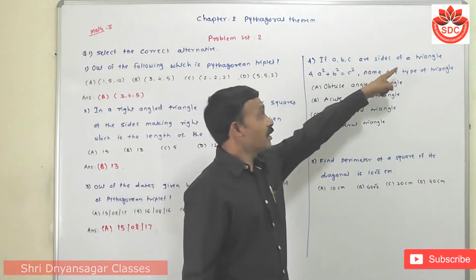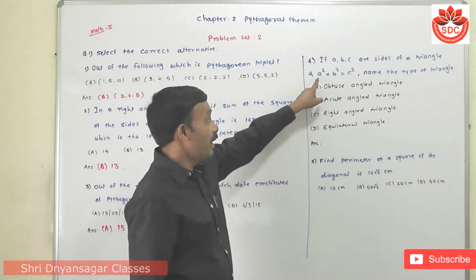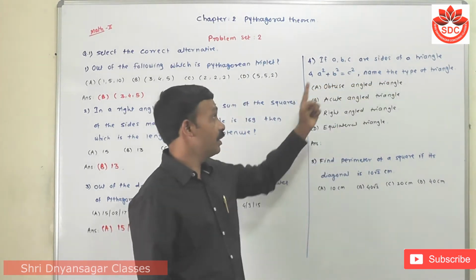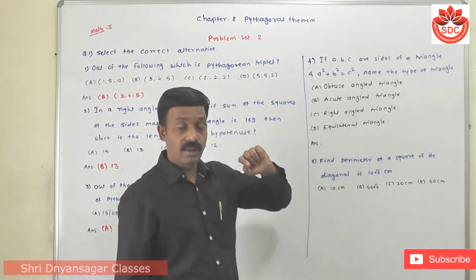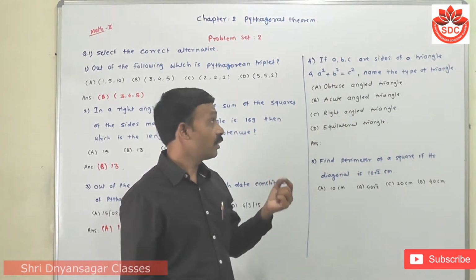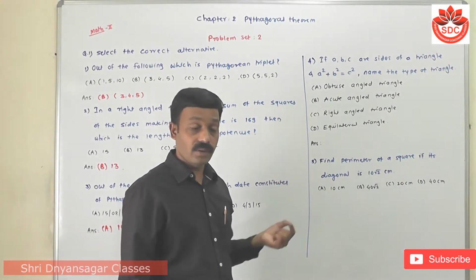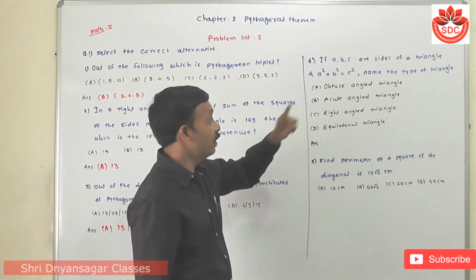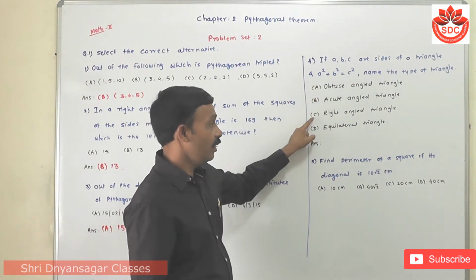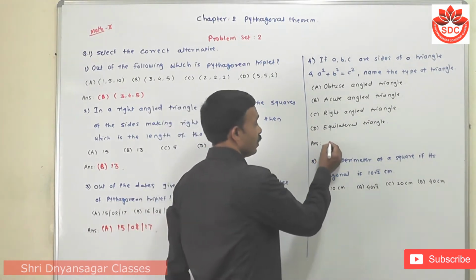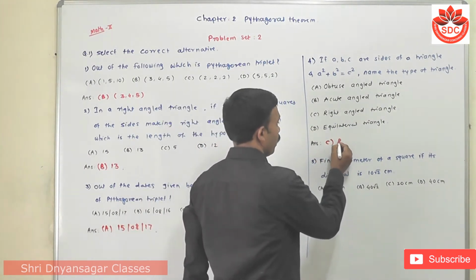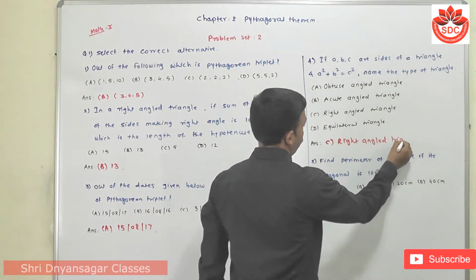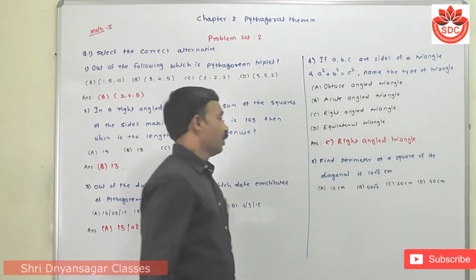If A, B, C are the sides of a triangle and A squared plus B squared is equal to C squared, name the type of the triangle. Students, here A squared plus B squared is equal to C squared. By using the converse of the Pythagoras theorem, we have to write that if these are the sides of the triangle, then this is a right angle triangle. So the answer is C, right angle triangle.